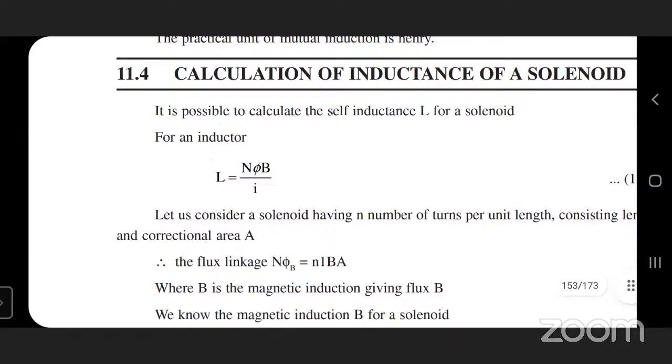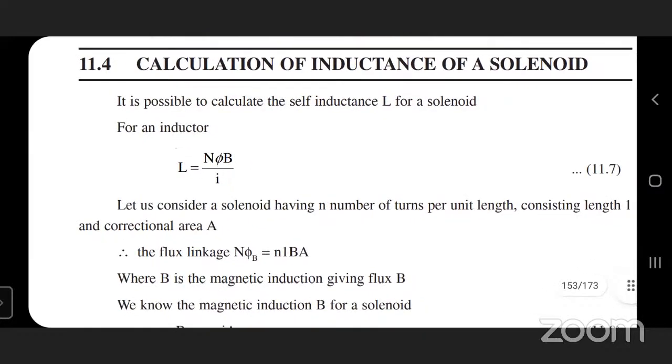Next, how to calculate the self-inductance of a solenoid. What is a solenoid? Consider a rod, and on that rod you wind the wire in a number of turns; that setup is nothing but a solenoid. A toroid is in the shape of a ring. On that ring, if the wire is wound in N turns, that is the toroid. So this is the solenoid here.